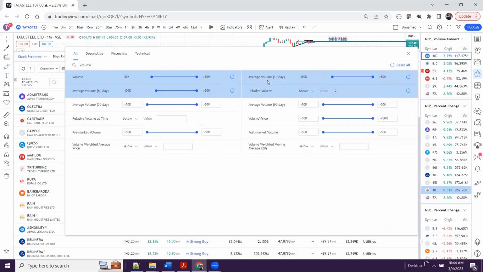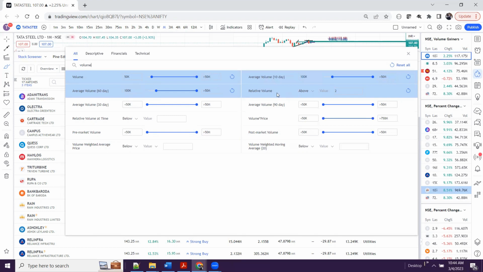And if you're doing swing trading, then this criterion is also important for you: the average volume of the last 10 days should be between 100K and 50 million. You can also select the average volume of the last 60 days between 100K and 50 million. This will give you a list where the volume is not huge just for the day, but is huge over the last 2-3 months also.